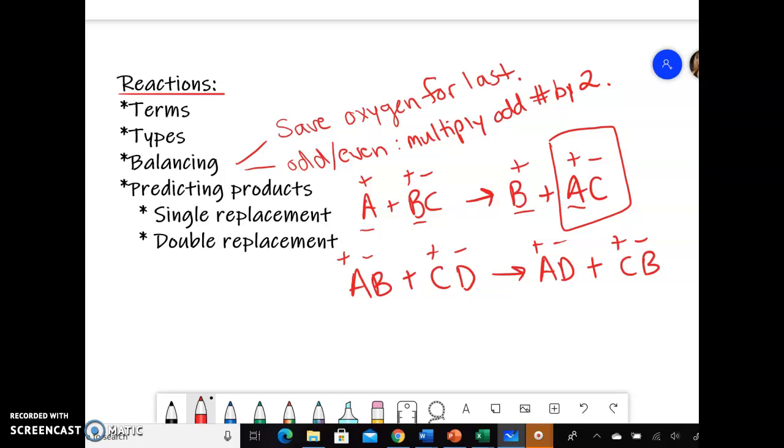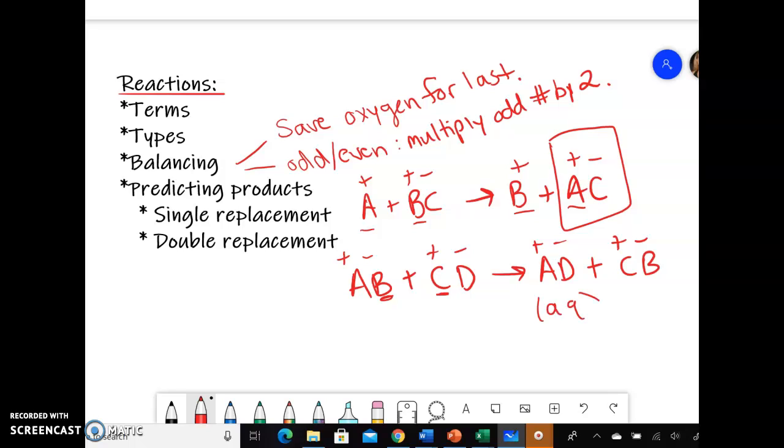Be careful when you write your products, and first of all, be careful that you always have a positive first and then a negative. So for this example, it's really easy to write BC on the right instead of CB, because notice on the left, B is to the left of C, so it's tempting to just go in order, but notice that C is positive, so you always have to put the positive one first.